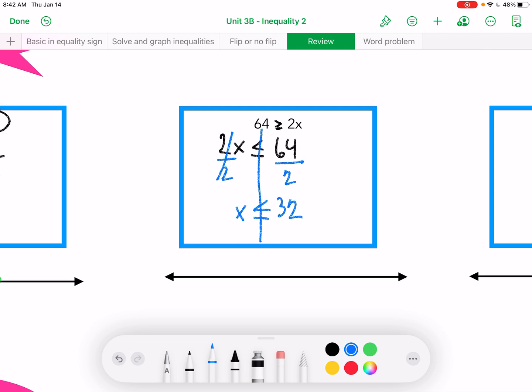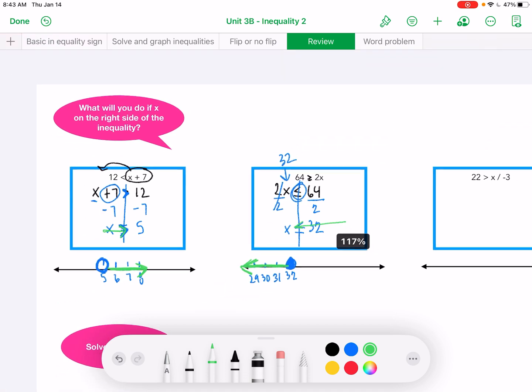Now I'm going to graph. If x is less than or equal to 32, so we have 32, 31, 30, 29. It is equal to, so we're going to shade it in, okay? It is equal to, because if we plug 32 in there, 2 times 32 is 64, and that is equal to. My arrow, if I make this an arrow on my inequality, is pointing to the left, and I have proved that with my number line saying that x is less than or equal to 32.